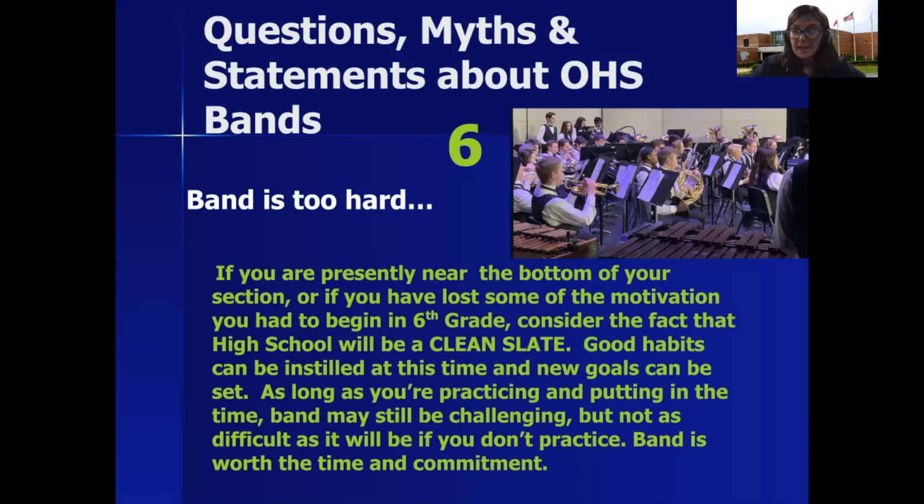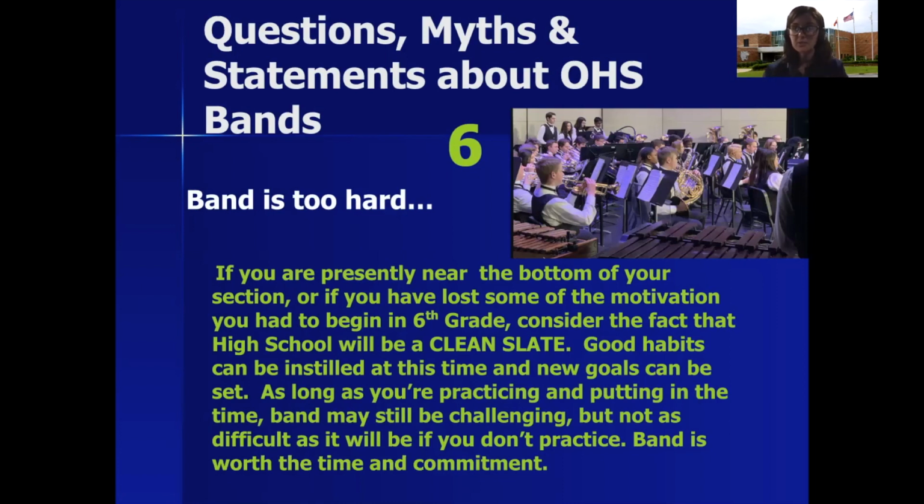High school is again a whole new ball game. It's new people, new ensembles, new music. Think of it as a clean slate. Good habits can be instilled at this time. You can set some new goals. As long as you're practicing and putting in some effort, it can still be maybe challenging, but it won't feel as difficult or overwhelming as before.